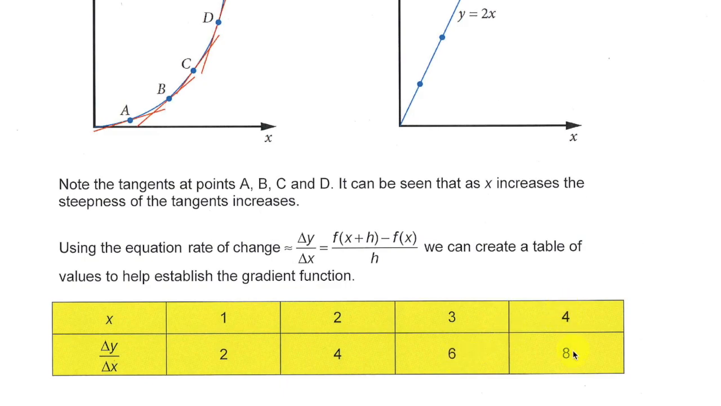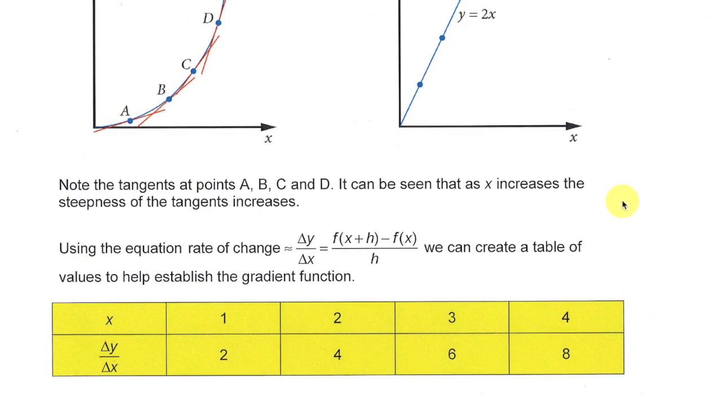So from that, it's very easy for us to recognize a pattern. What we can see here is that the gradient is going to equal 2 times whatever x is. So if x equaled 10, then the gradient, the steepness of the curve, or the instantaneous rate of change, would be 2 times 10 to give me 20. And that's quite handy. This is known as the gradient function.